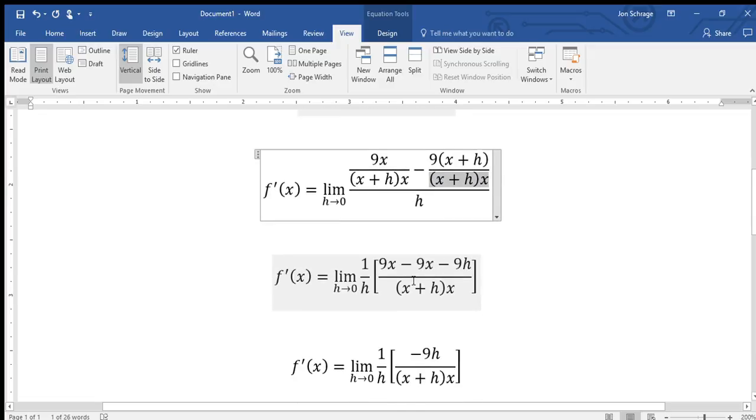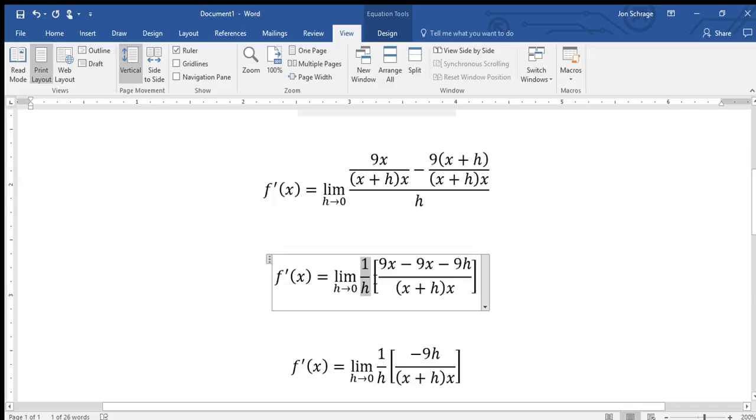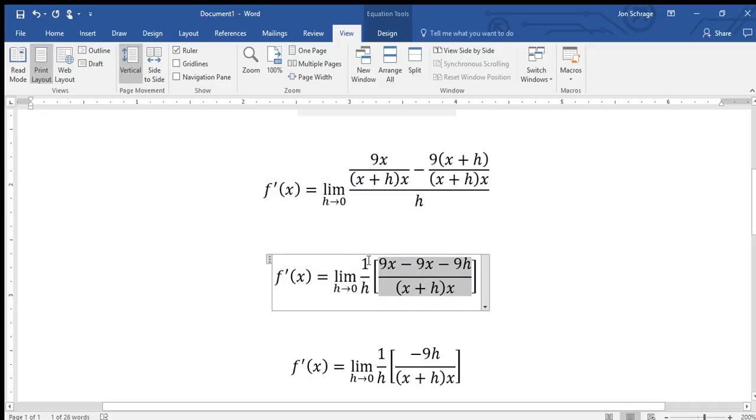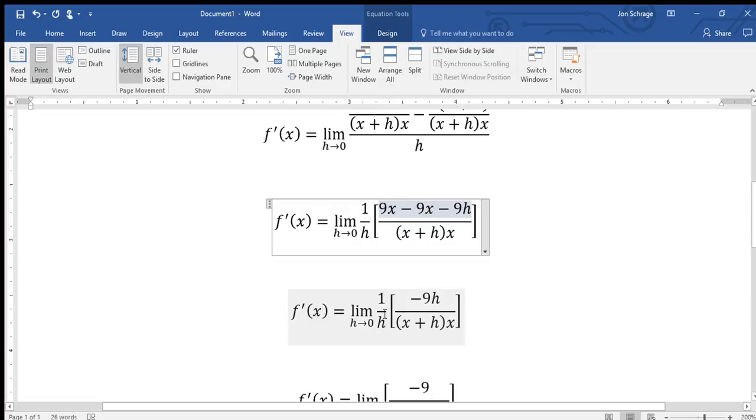Now, just because it's kind of a mess with this h down here, how there's a giant fraction going on, what I did here is I just pulled that h out in front and made it 1 over h. I wouldn't have had to do it, but it was getting kind of messy. All right, then this expression here that used to be the numerator is now just the whole thing. And you can see I did some simplification, and in fact I can do further simplification because 9x minus 9x is just 0. So my numerator is now just negative 9h.